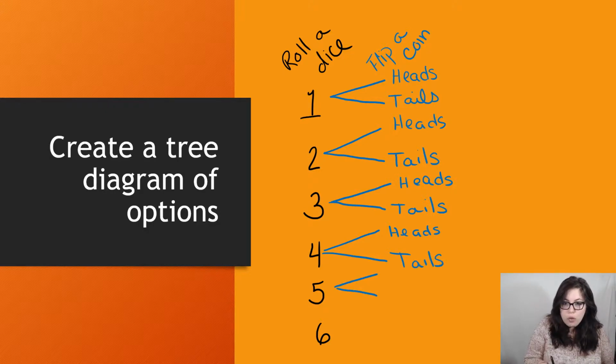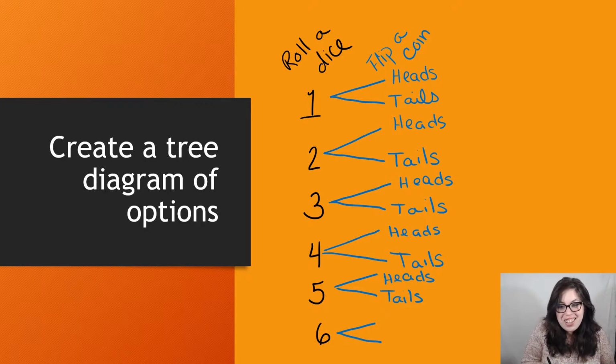So again, I could roll a 5, and then I could flip either a heads or a tails. And this is really good if you're trying to figure out pro and con lists that are combinations of different things you could do, if you're super mathy, nerdy like I am.